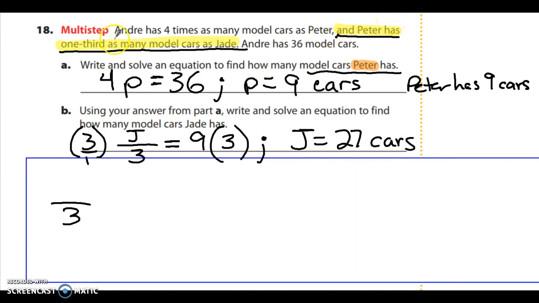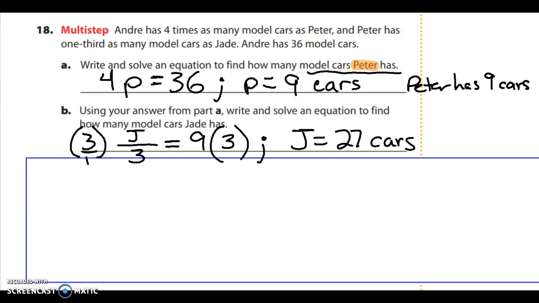Now let's go see if that makes sense. Peter has 1/3 as many model cars as Jade. Well, if Jade has 27, Peter has 9. Is 9 1/3 as many as 27? Well, it is, because 27 divided by 3 is equal to 9. I know that went a little bit fast and that's a little bit messy, but those should now probably make sense to you. So for A, it's 4 times P equals 36, and the number of cars is 9. And for B, it's J divided by 3 equals 9. And when you multiply 9 by 3, you get 27 cars.